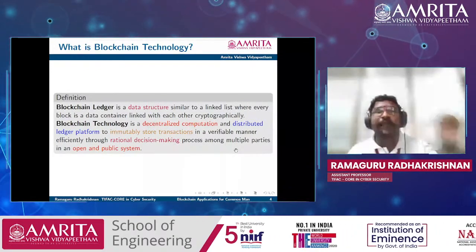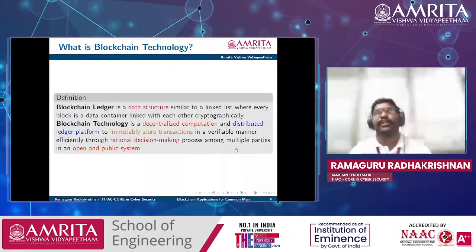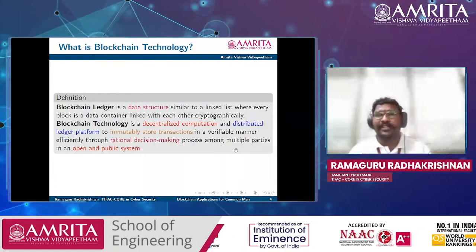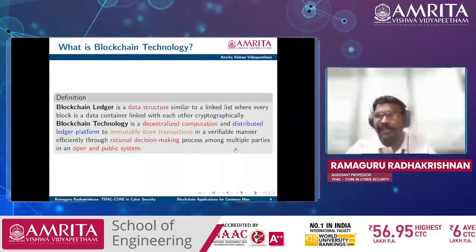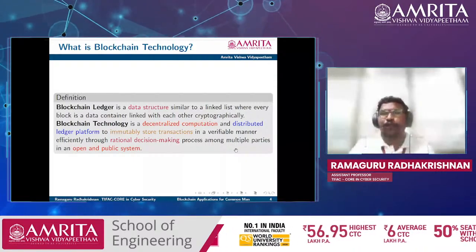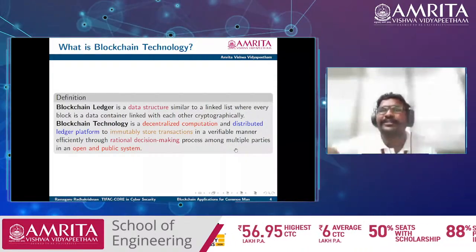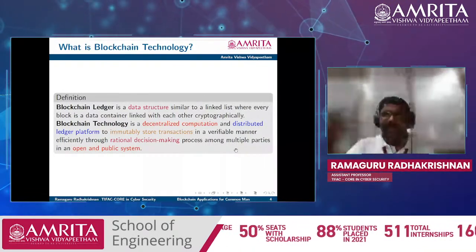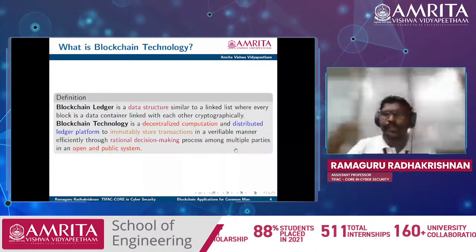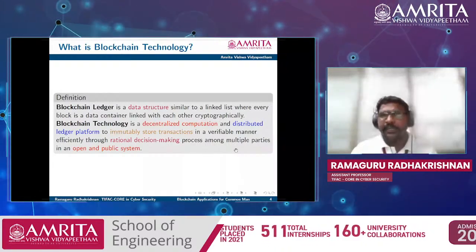Where there are multiple parties involved, you use blockchain. Assume that there is a transaction happening between you and your friend. You will not have any evidence or proof that you will be creating to lend some money to your close friend, because you basically trust him, right? You basically trust that he is not going to cheat you, he will give back the money, right?